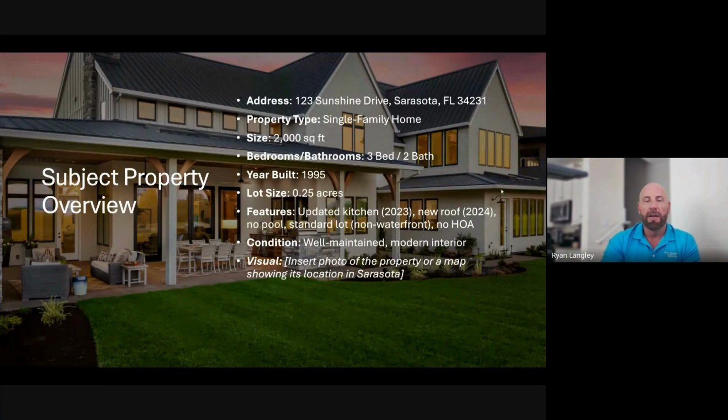Obviously it's all fake. But you see updated kitchen, new roof, no pool, standard lot. They're pointing out the features, positives and negatives, right? Condition: well maintained, modern interior. And these are things for you to insert a photo of the property or a map showing its location in Sarasota.